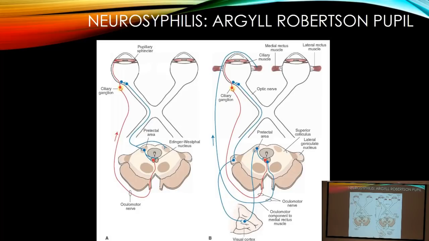And so in Argyll Robertson pupil, the pupils do not constrict well to light, but they do constrict well to accommodation. And so if you see that kind of discrepancy, you're always wanting to put the lesion right here. Okay, and so the two things here from last year, Parinaud syndrome can do that. And if we have this, certainly in a patient who is HIV positive, then we're going to assume this is related to neurosyphilis.